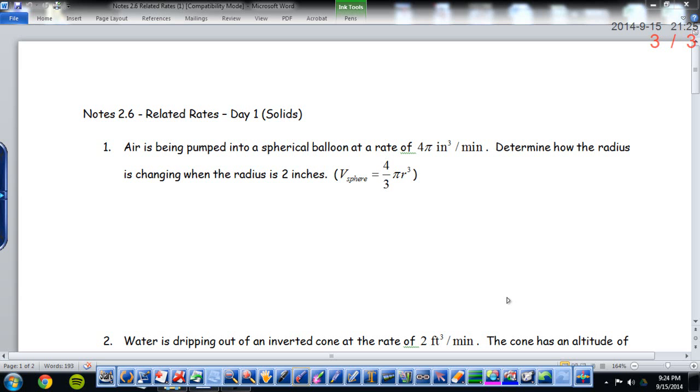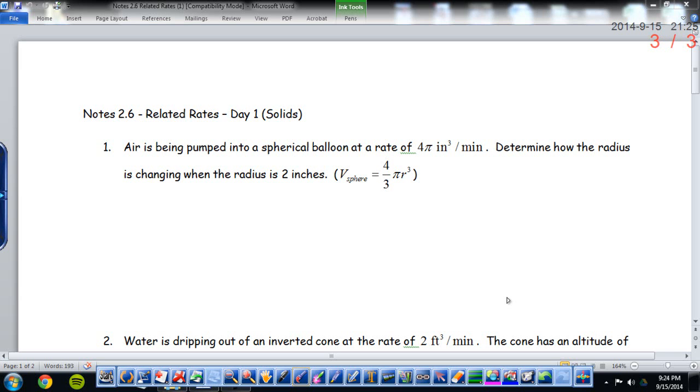Okay, so let's use the balloon example here. Air is being pumped into a spherical balloon at a rate of 4 pi inches cubed per minute. Determine how the radius is changing when the radius is 2 inches. And then we're given the volume of the sphere formula.